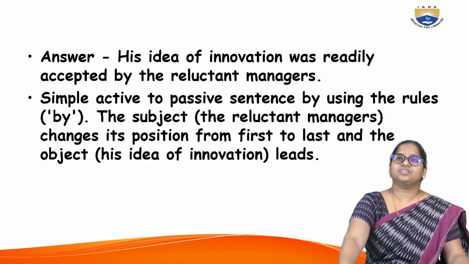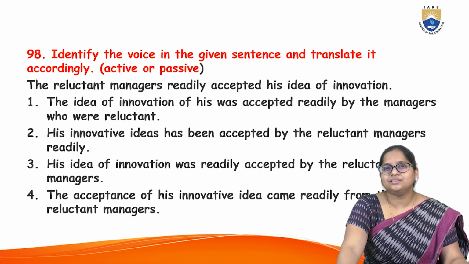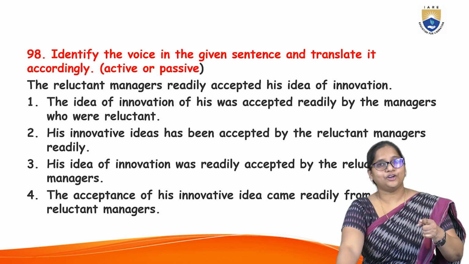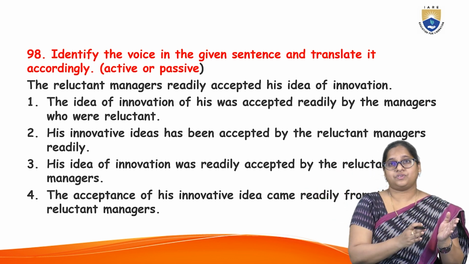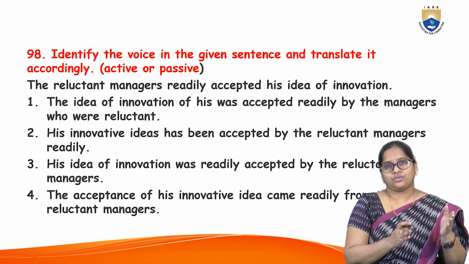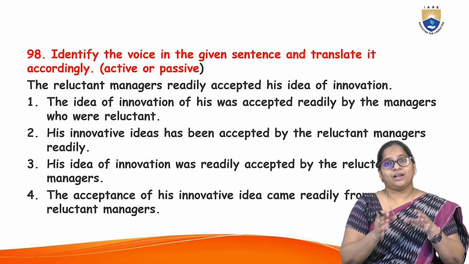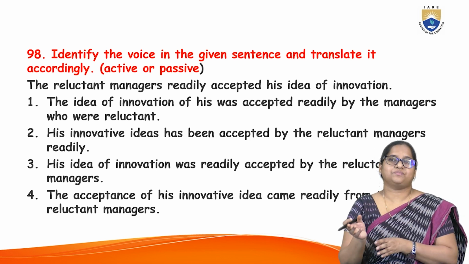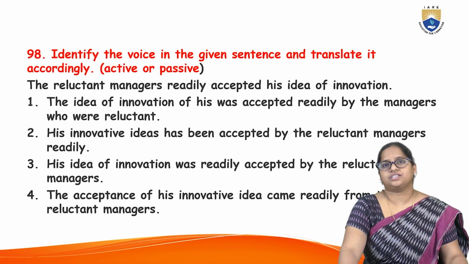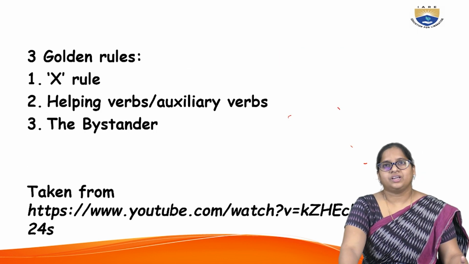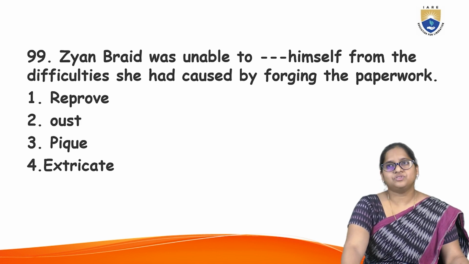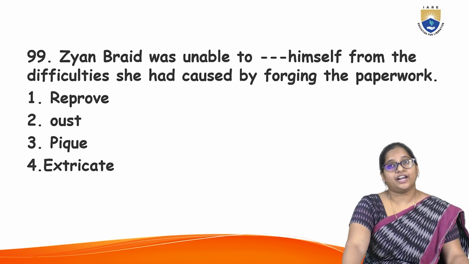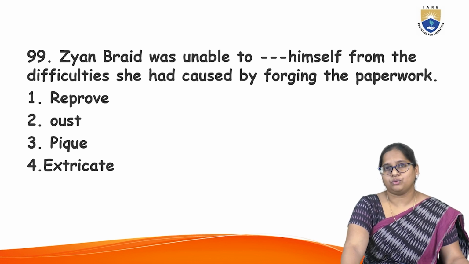Now, this is what you have to say. The reluctant managers readily accepted his idea of innovation. His idea of innovation was, the object becomes first here. Idea of innovation comes first, then the helping verb, readily accepted by, and the subject goes to the last position. So that is so easy. Next question. Zain Braid was unable to free himself from the difficulties she had caused by forging the paperwork.